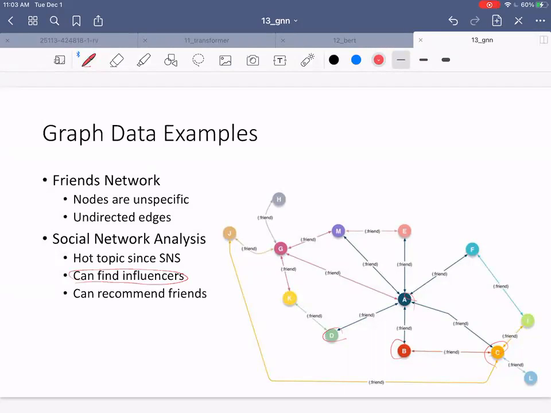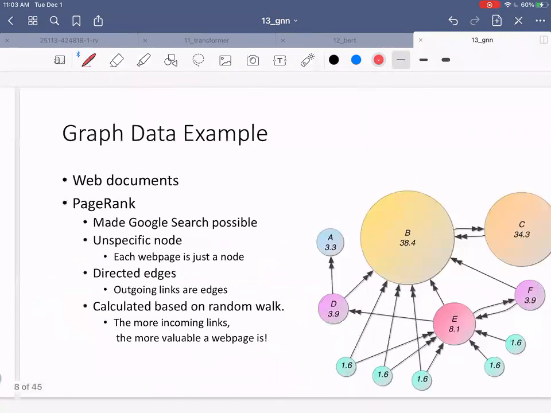So the corporations, when they want to advertise their products, they want to be as efficient as possible, pay the least amount of people, and maximize the advertisement effect. So they would find the influencers who are mostly connected to other people, or who are mostly viewed by other people. And Facebook is really good at this, recommending friends. So you can find friends that you didn't even know existed. So that's all SNS analysis, social network analysis.